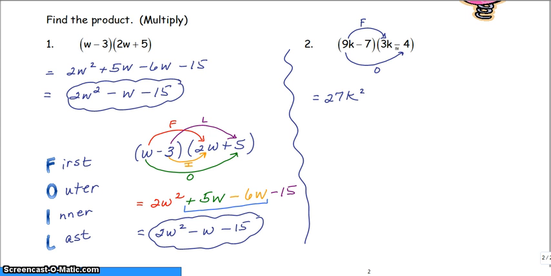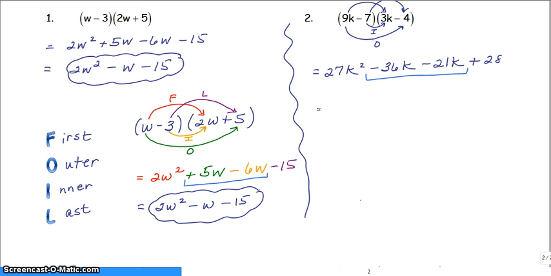So we have a 9k times a -4. So 9 times -4 is -36 times k. Then we have the I of FOIL, so we're going to distribute that -7. So we have -7 times 3k, the two inside closest together numbers, and so -7 times 3k would be -21k. And finally we're going to take that -7 times the -4, and that's going to give us a positive 28. That would be the L of FOIL.